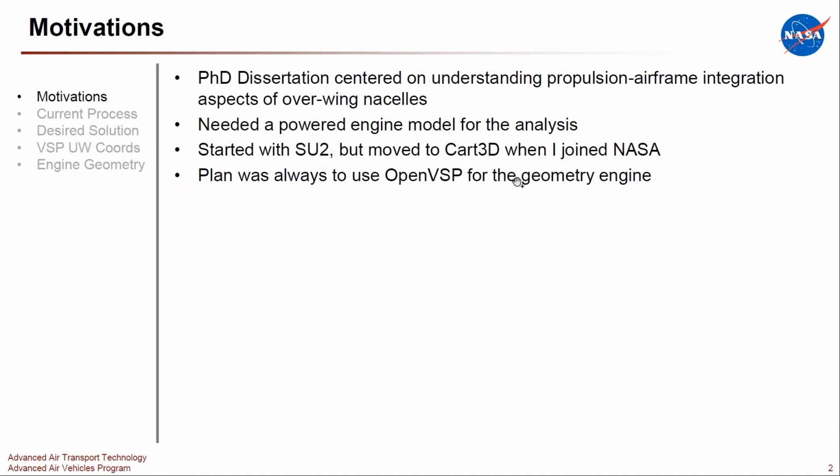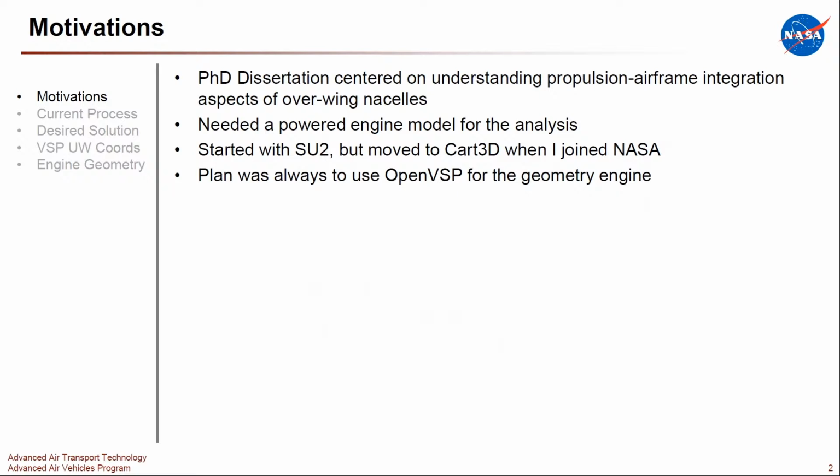So let's get started here. Really the motivation for this work, about 5 years ago or so, I was working on a PhD dissertation that centered on understanding the PAI implications of overwing nacelles. So I wanted to have a powered engine model because I was concerned that the exhaust blowing over a supercritical wing would cause a lot of problems, and I didn't want a flow through nacelle, so I had to worry about that. In an academic environment, I started with SU2 because it's free and open source, which is the right price for students. And then after I started at NASA, I moved over to CART 3D. But the whole time I used OpenVSP for the geometry engine to model this whole thing.